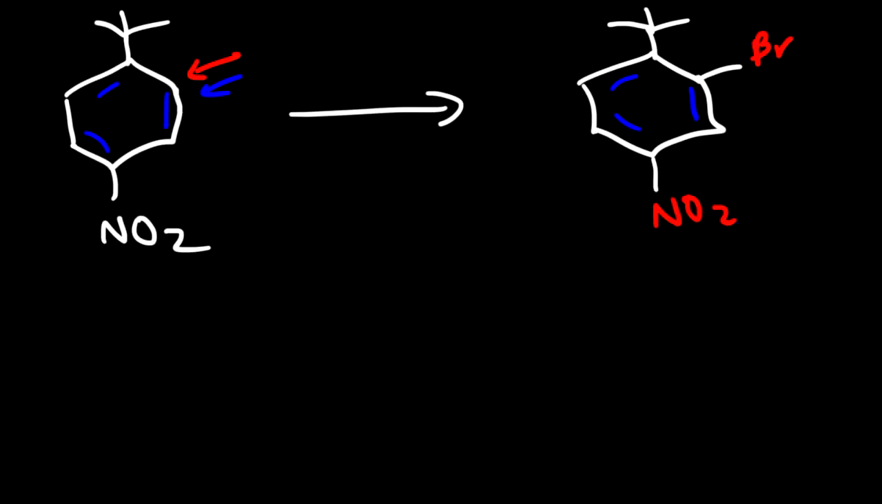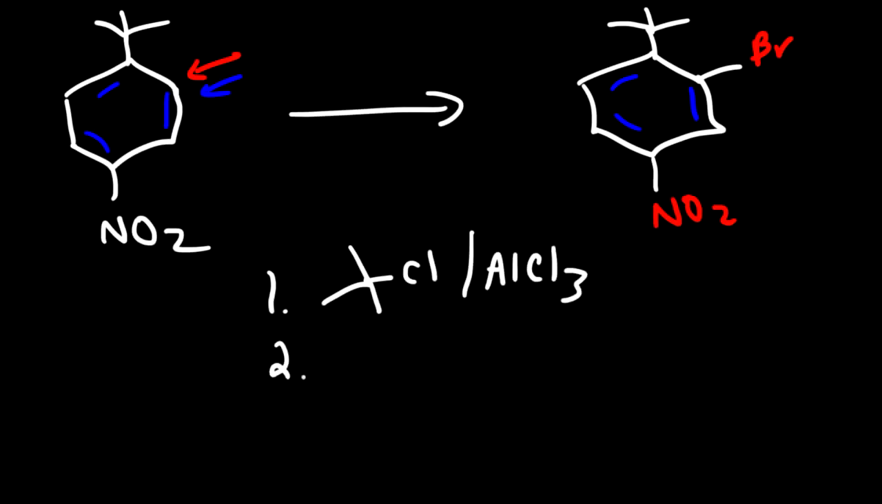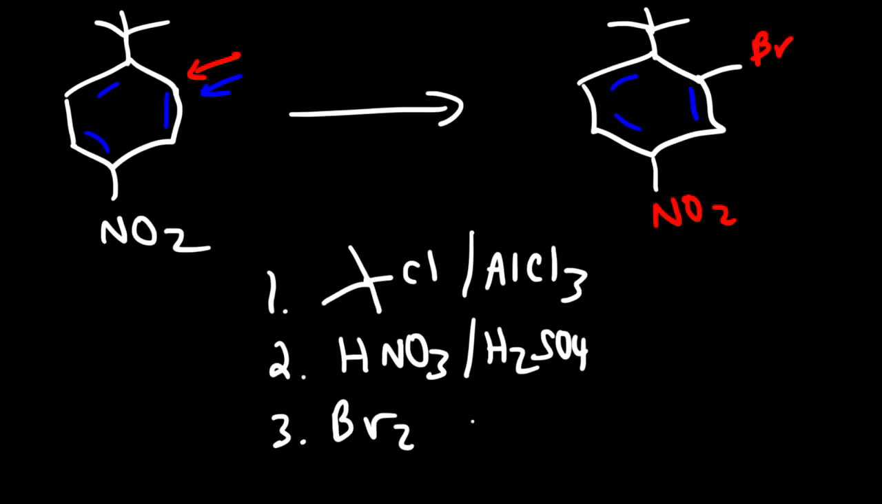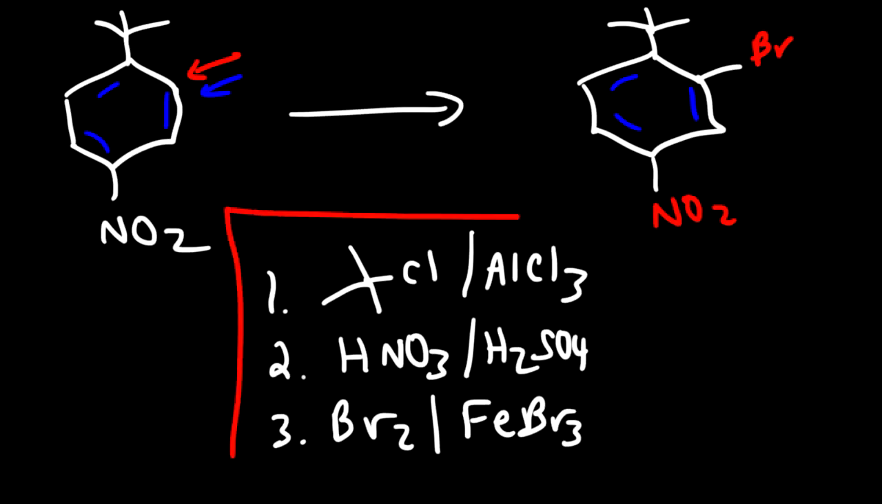So now that we know the order in which to put these three groups on a ring, let's write out what we need. So the first step is to use tert-butyl chloride with aluminum chloride. So that's going to be the Friedel-Crafts alkylation reaction. And then the second step is nitration, nitric acid with sulfuric acid. And then the final step is bromination using Br2 and the FeBr3 Lewis acid catalyst. And so in this order, we can get the best yield for this product.